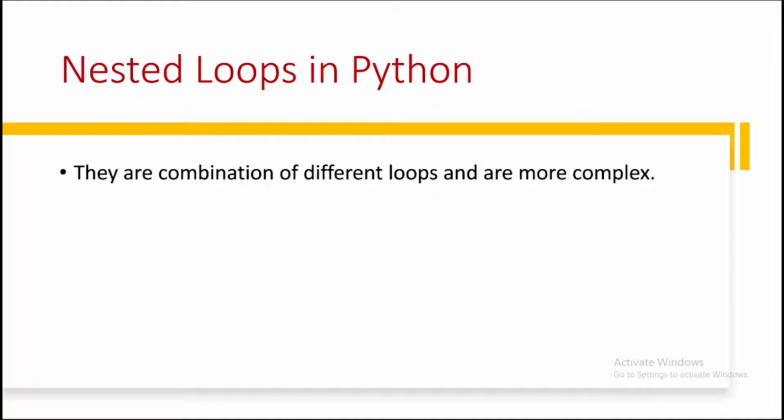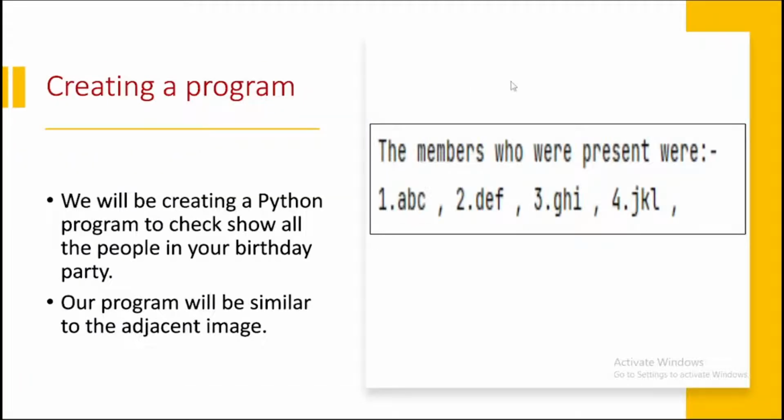Now we'll learn about nested loops. Nested loops are nothing but a combination of different loops within one another, and they are more complex than normal loops. They can be both for and while loops, or only for and for loops, or only while and while loops. So let us start creating a program.